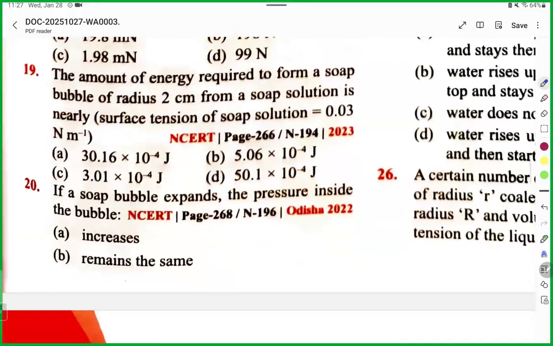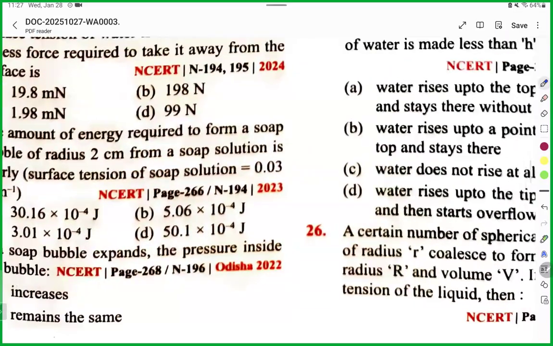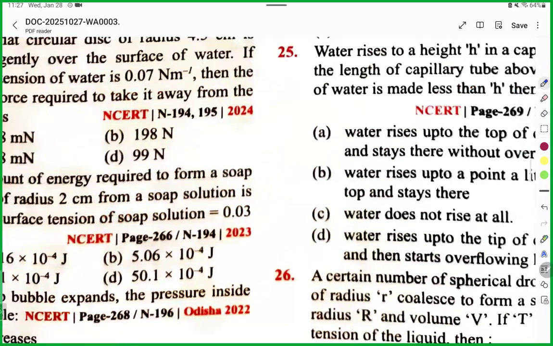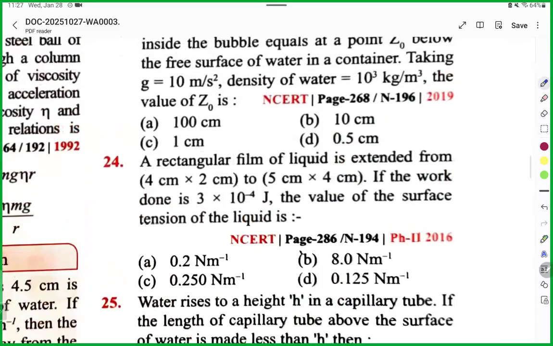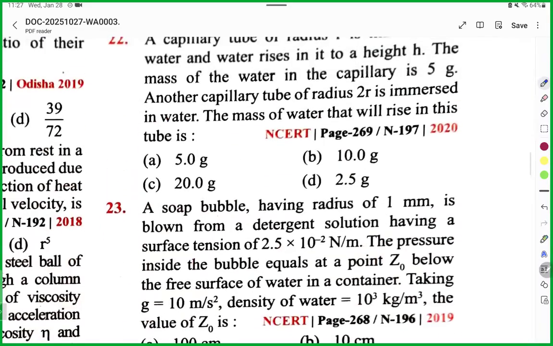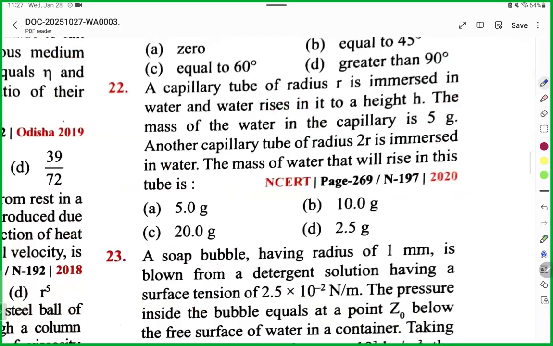If a soap bubble expands, the pressure inside the bubble will always be more, only then can it expand, right? Only then it can expand. So for the bubble, you are calculating excess pressure here in the 23rd question. Most of the questions are related to this excess pressure.